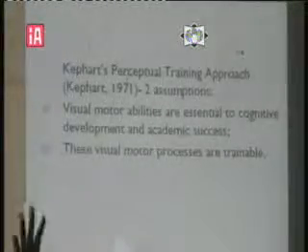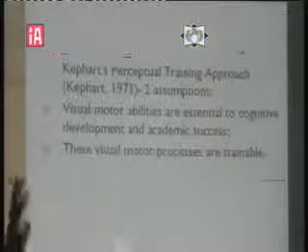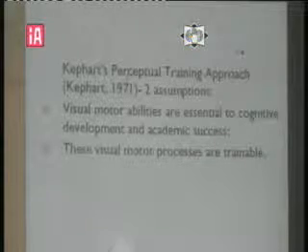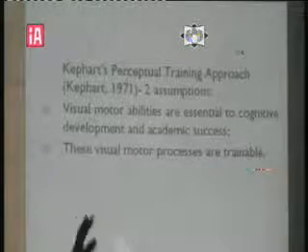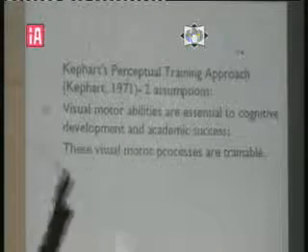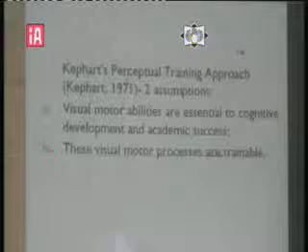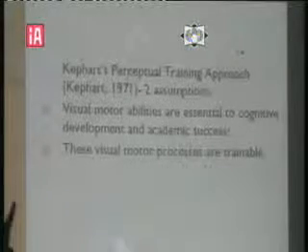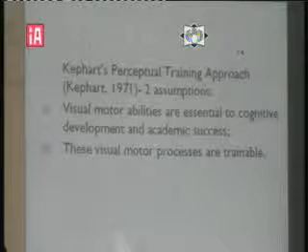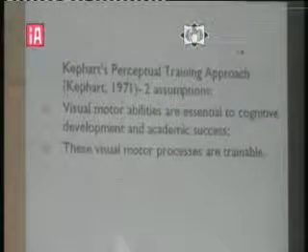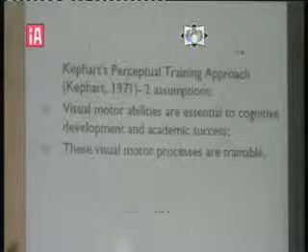That is the first part which we look into, the sensation. The next part which we look into when we are into the training is Kephart's perceptual training approach. Kephart is the individual who has given us that gross motor coordination is very important for language development. He has given two assumptions. The two assumptions are that visual motor abilities are essential in development, in cognitive development and academic success. So this is something which you will have to look into.